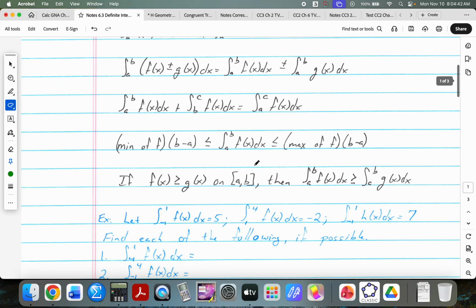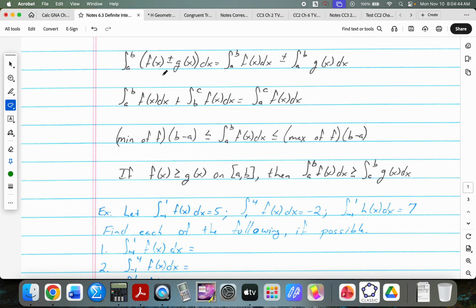Again, just like with derivatives, we can do this term by term. The integral from a to b of f of x plus or minus g of x dx is the sum or difference of the integral of each of those functions individually. And again, that's just like what we did with derivatives, where if we had a polynomial especially, or anything where we had multiple terms, we just did it term by term. The same applies for integrals.